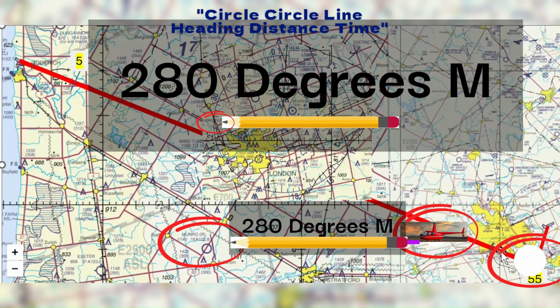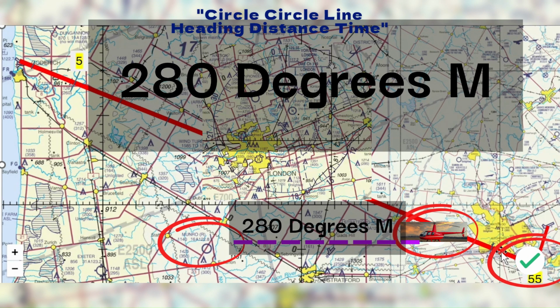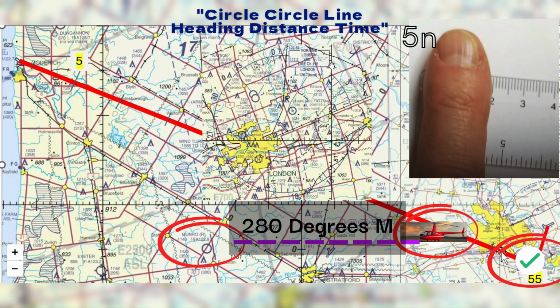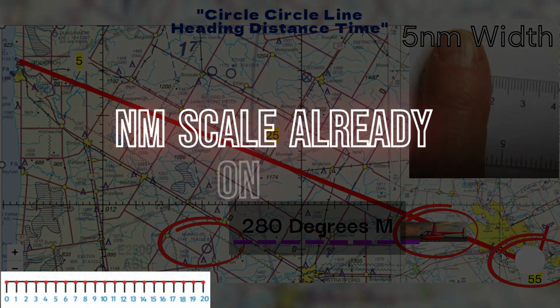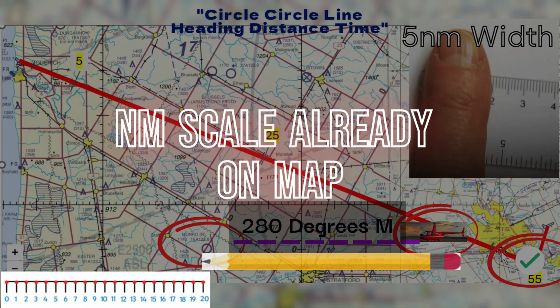Now that we've accomplished that, we want to look at our distance. We can do this two different ways. We can measure our index finger prior to the flight. I know that my index finger is approximately 5 nautical miles on the VNC map, or we can use a scale that we've already drawn onto our map. With the index finger, you just walk down across the distance of your diversion and count up how many fingertips you've used, and then multiply by 5 nautical miles.